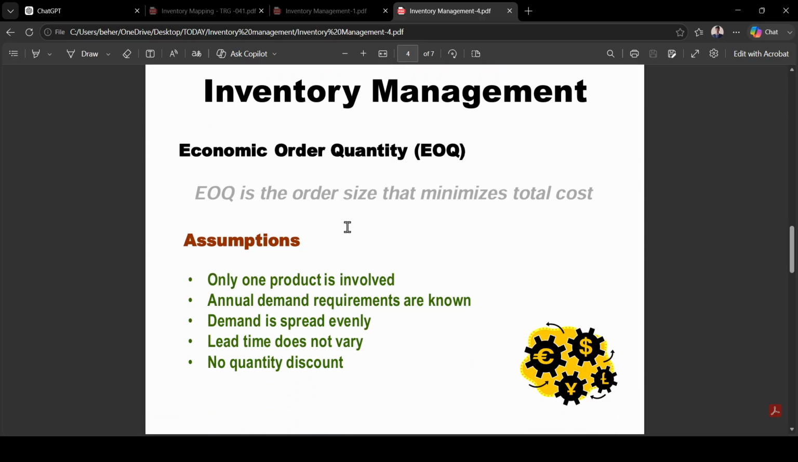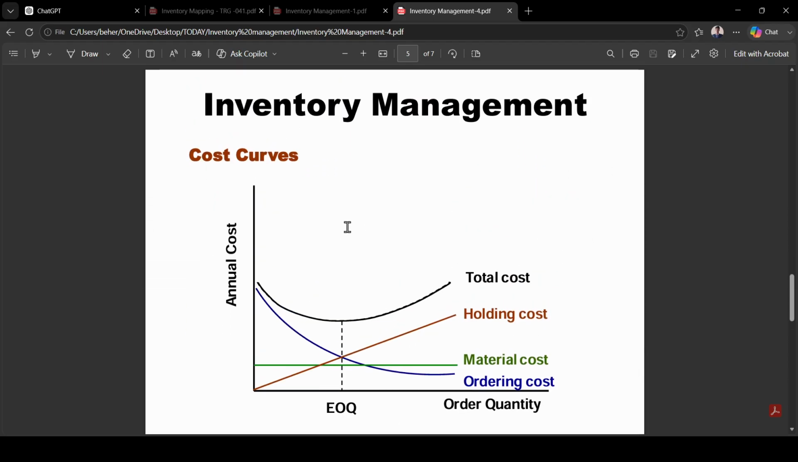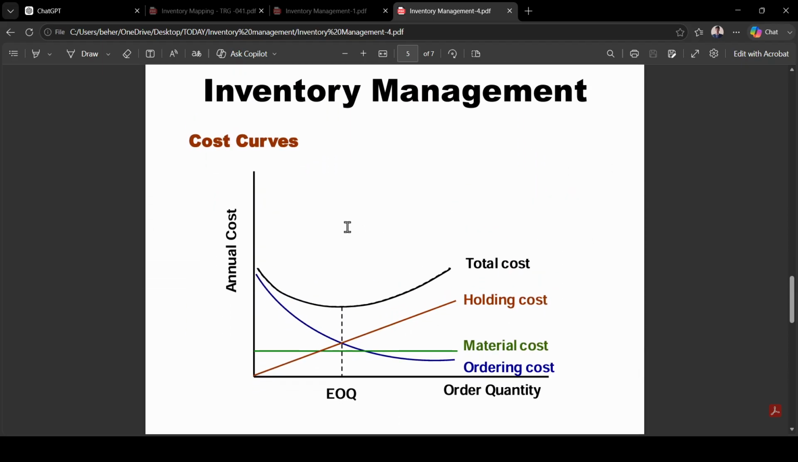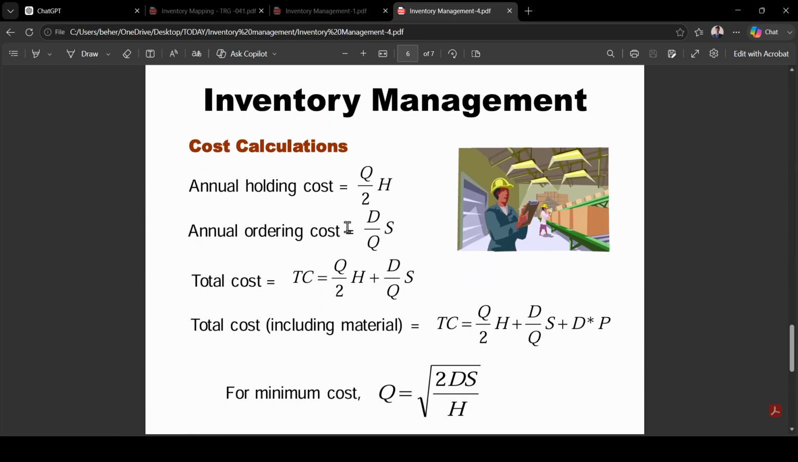Inventory management: economic order quantity. EOQ is the order size that minimizes total cost. Assumptions: only one product is involved, annual demand requirements are known, demand is spread evenly, lead time does not vary, and there is no quantity discount. The cost curves show total cost, holding cost, and ordering cost against order quantity and annual cost.